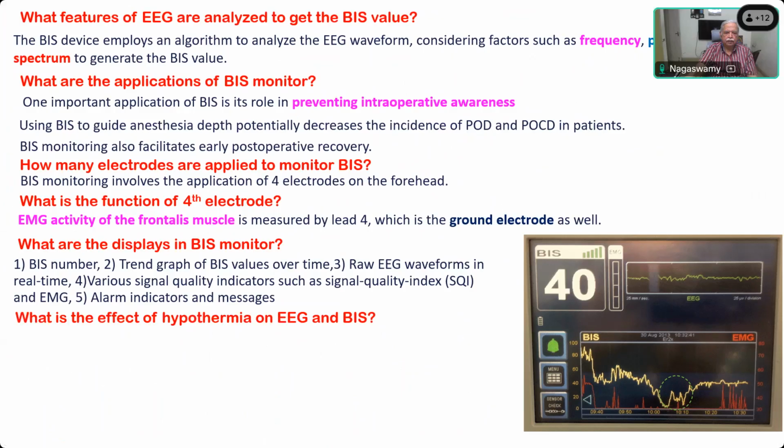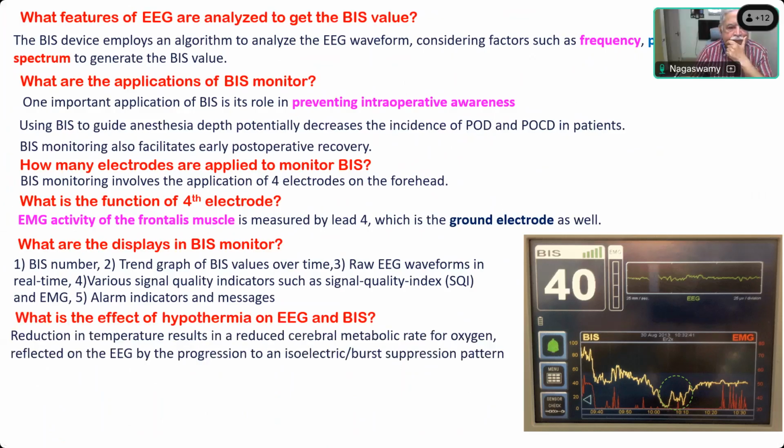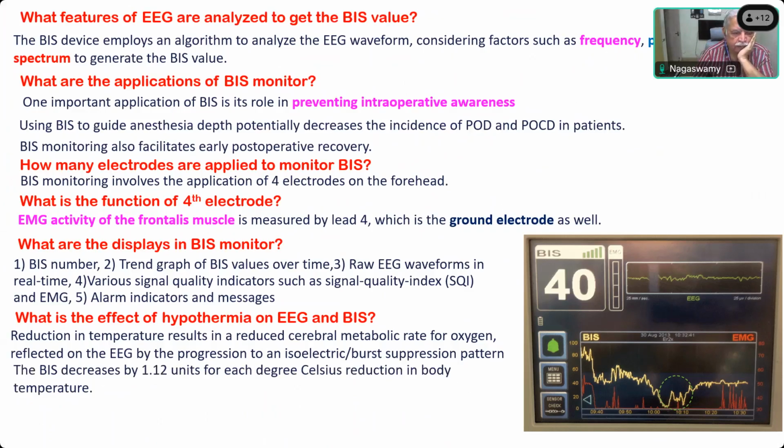So the patient becomes hypothermic. What will happen to the EEG? This value, the waveform. Decrease. Reduction in temperature results in reduced cerebral metabolic rate, reflected on EEG by the progression to an isoelectric or burst suppression pattern. Okay, the activity will become less. And this decreases by 1.12 units for each degree Celsius reduction in body temperature.